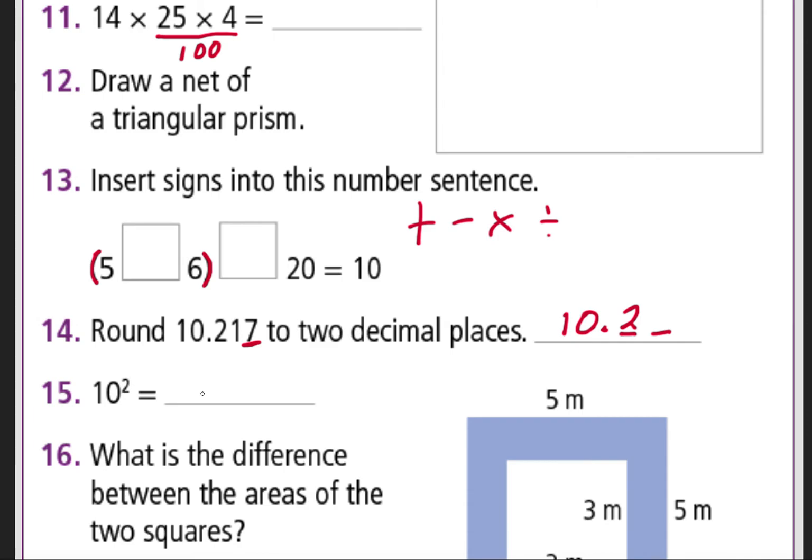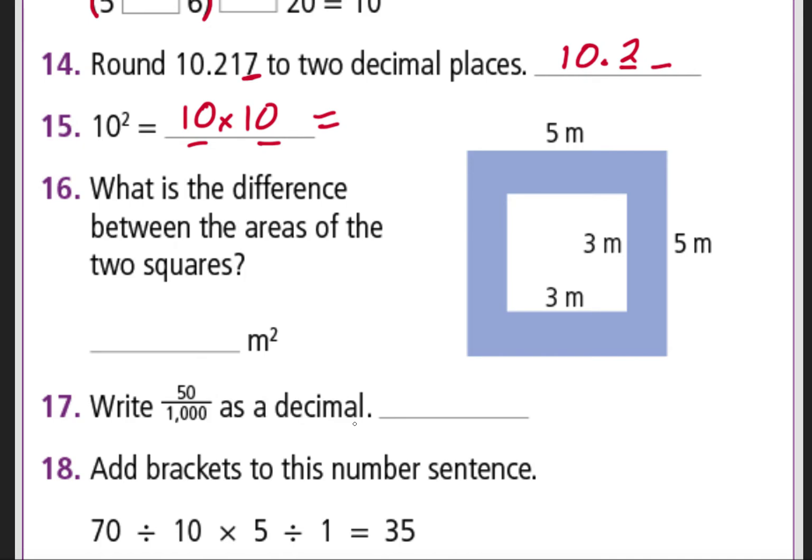10 squared, that is 10 multiplied by 10. So if you count up the tens, there's 2 of them. That's what this is talking about here, this 2. So again, I'll let you work out the answer to that.